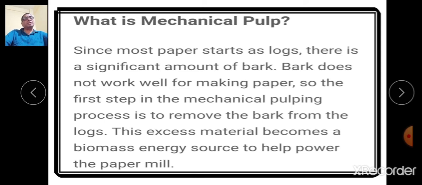The first, mechanical pulp. Since most paper starts as logs, there is a significant amount of bark. The bark does not work well for making paper. So the first step in the mechanical pulping process is to remove the bark from the logs, and this excess material, that is bark, becomes a biomass energy source to help power the paper mill.